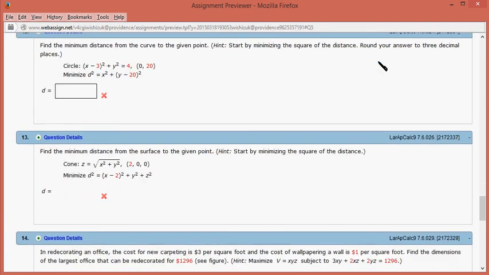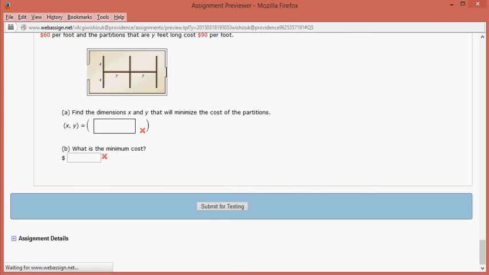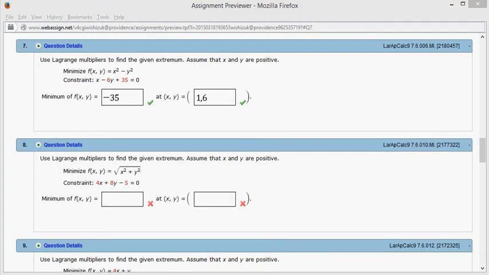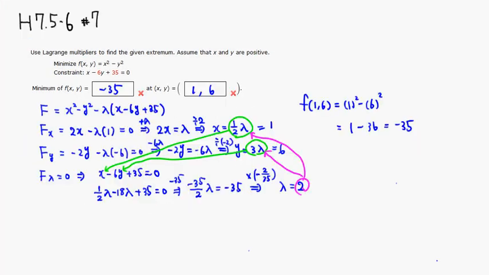Alright, so let's submit for testing. It came back and we got this one correct. That's it. I hope that this was clear.